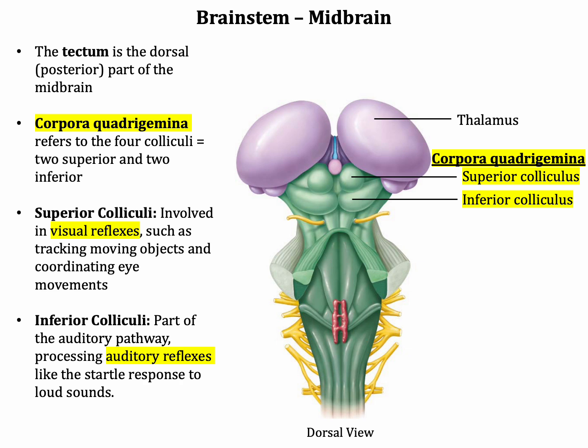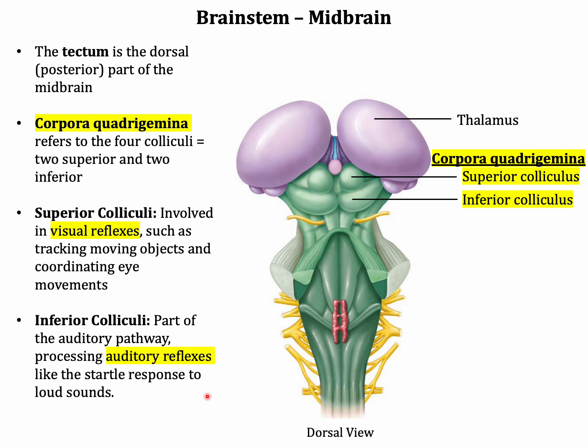On the dorsal or posterior aspect of the midbrain, collectively it's called the tectum. A unique area is the corpus quadrigemini, which collectively refers to these four bulges here. There's a pair of superior colliculi, a pair of inferior colliculi. For the superior, it's involved with visual reflexes, so tracking moving objects, coordinating eye movements. That's kind of just an automatic thing that we do, right? We catch something in the corner of our eye, we turn toward it, and we follow it.